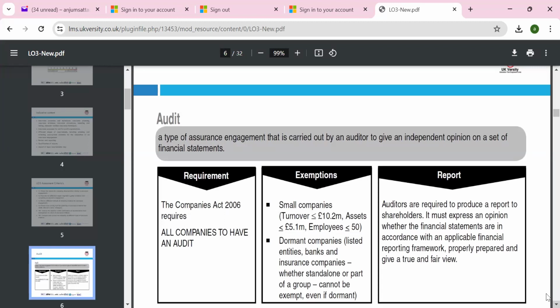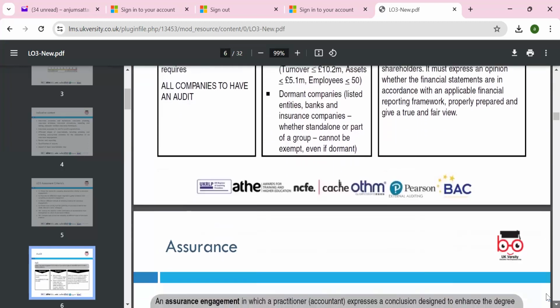Under the Companies Act 2006, we prepare the company accounts for the registered company and the company's affairs. We can look at small companies by turnover and assets, and at dominant companies, listed entities, banks and insurance, and whether a company stands alone or is part of a group. A group may have intra-company trading that needs to be eliminated to give the assurance. The idea is that the profit they are reporting is actually true profit. So it is required to produce a report for shareholders expressing an opinion on whether the financial statements are in accordance with the acceptable accounting framework and properly prepared, true and fair. That's the key: true and fair.